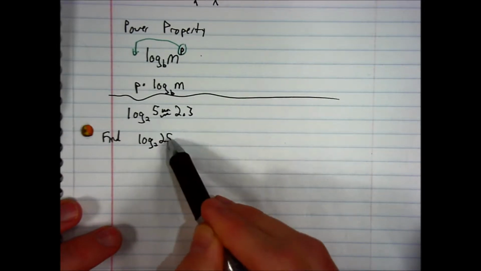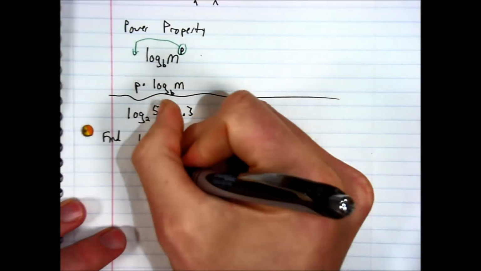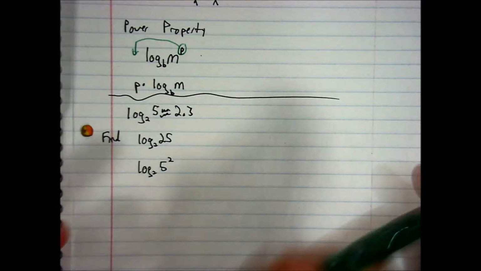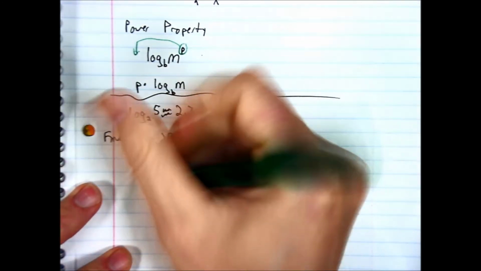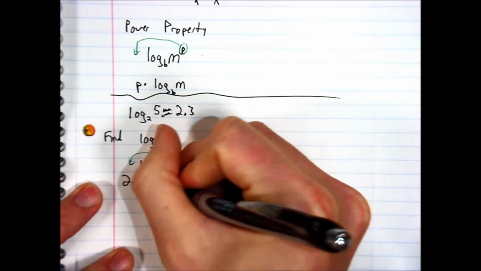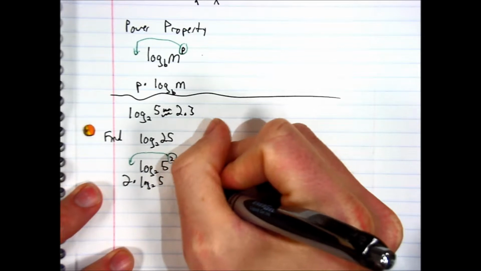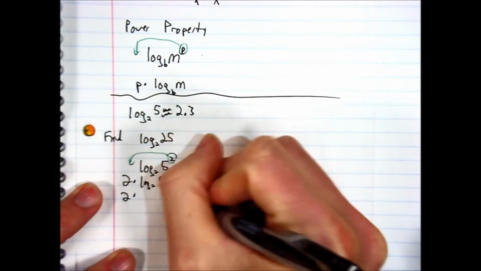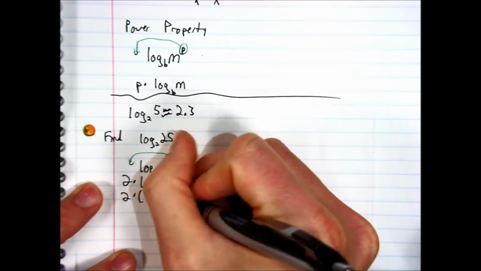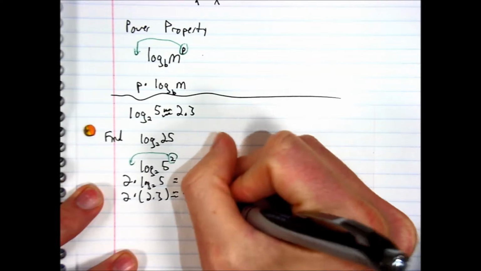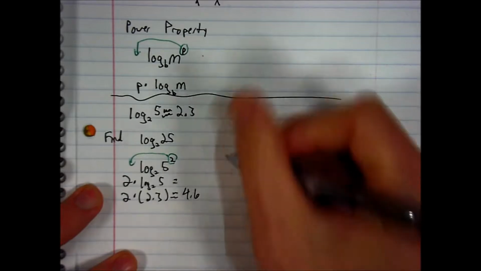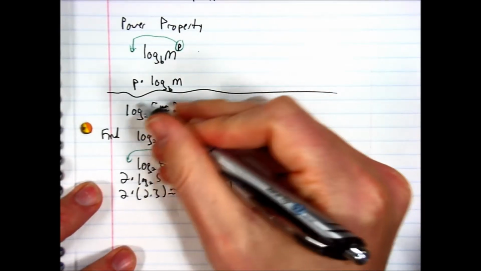We're going to rewrite this as 5 squared. And now I get to use my power property to bring that down. And we'll have 2 times log base 2 of 5. And I know what that is. 2 times 2.3. And we'll be at about 4.6.